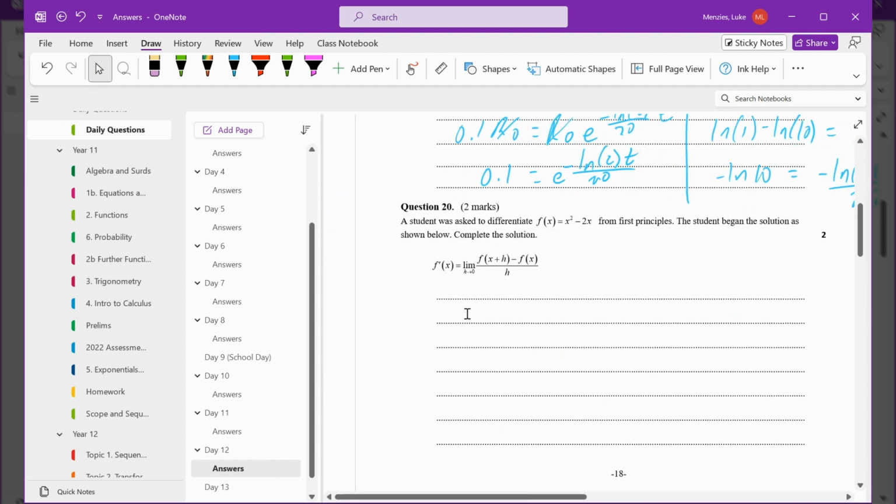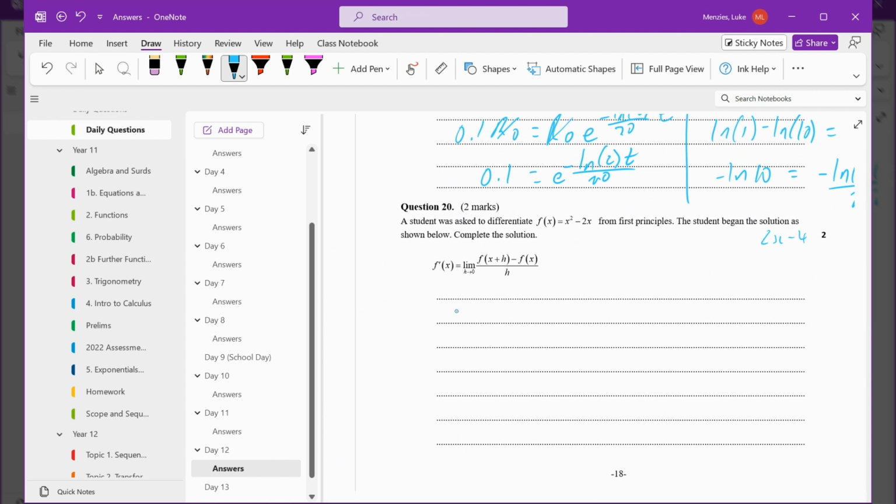This one, differentiating from first principles. So this sort of question, for me, I like to just put over to the side what the answer should be. So if you know from normal differentiation, that should be 2x minus 4. And then let's go about the business of doing that.